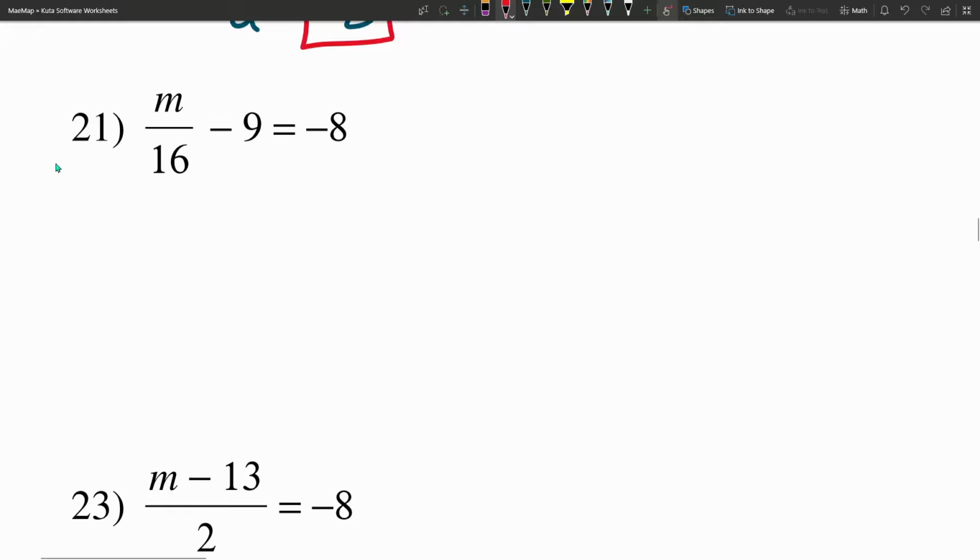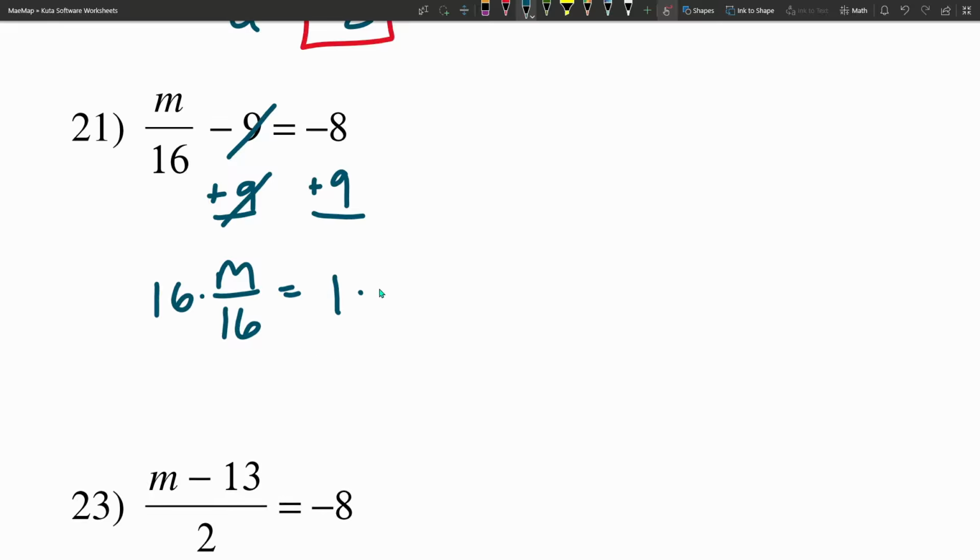For 21, m divided by 16 minus 9 equals negative 8. Let's start by adding 9 to both sides. This is going to help us in isolating our variable. So we'll have m over 16 on our left-hand side equal to negative 8 plus 9, which is a positive 1. Now, simply multiply both sides by that denominator, which is 16. So m is going to be equal to 1 times 16, which is 16.